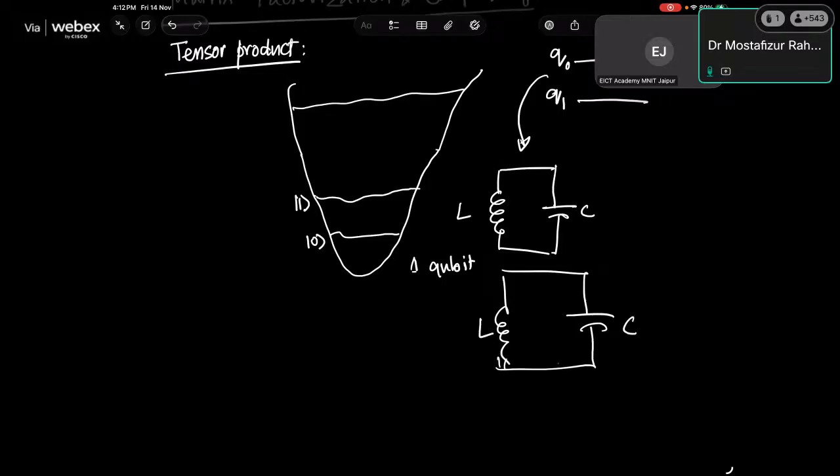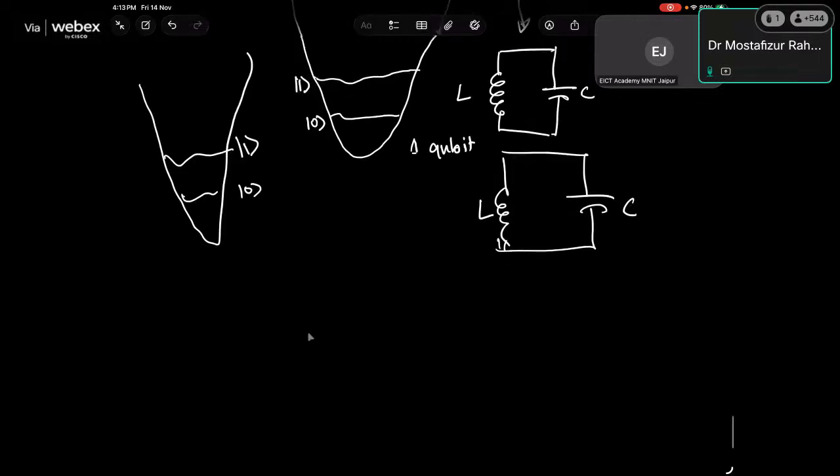C and L, right? And for the second qubit also, you have an energy representation like this, this 0 and this 1, right? To create this as an artificial atom, basically this oscillator behaves like that. Suppose this LC is represented this way and this another LC is this way.